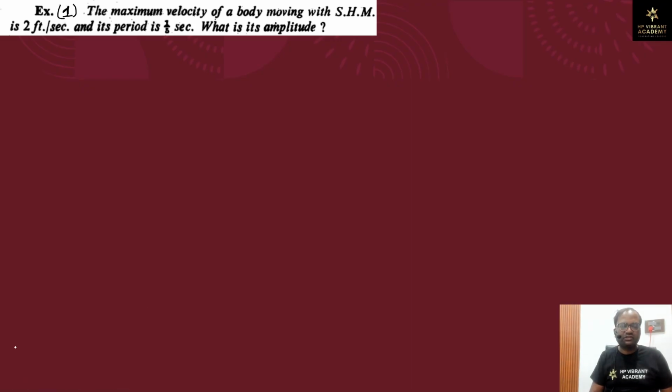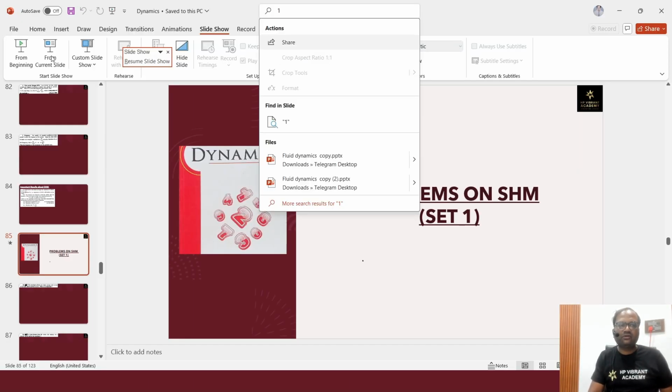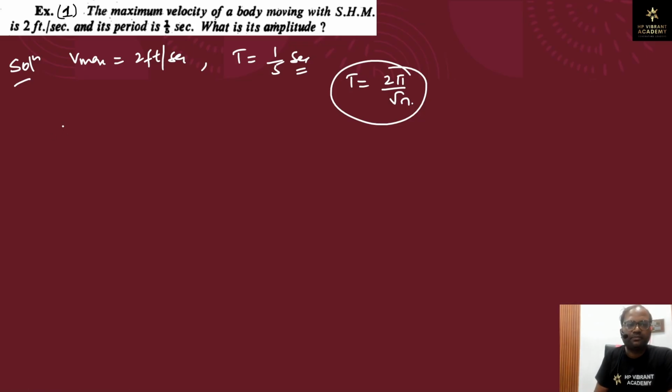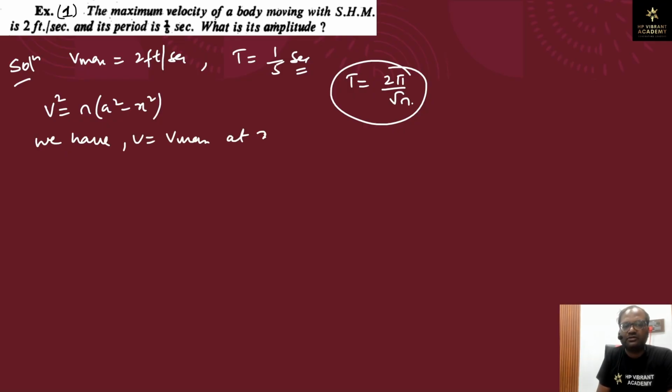What is given in the question is that the maximum velocity of a body moving with SHM is 2 feet per second. So v max is given as 2 feet per second, and time period is given as 1 upon 5 seconds. What we have also seen in the previous lectures is that time period is equal to 2 pi upon root under mu. Just recalling this, we have the expression between the velocity and the displacement as v square is equal to mu times (a square minus x square). So v is maximum at x is equal to 0.